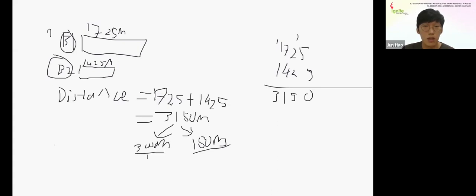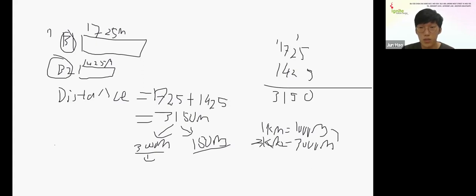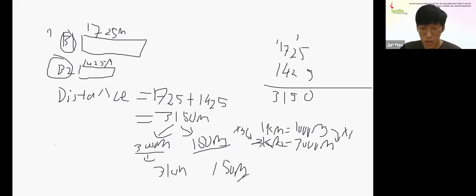3,000 meters. We know that 1 km is equals to 1,000 meters. So if we have 3,000 meters, we just need to times 3 to get it. Because here we times 3, here we also times 3. So we'll get 3 kilometers 150 meters. Then remember to write a final statement. So that will be question 1.